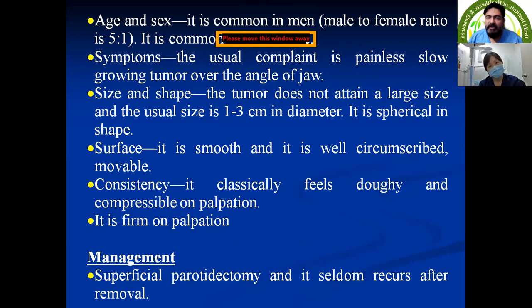Size and shape: the tumor does not attain a larger size and usually is 1 to 3 centimeters in diameter. It is spherical in shape. Surface: it is smooth and well circumscribed, movable. Consistency: it classically feels doughy and compressible on palpation, and sometimes it is doughy and firm on palpation. Management: superficial parotidectomy, and it seldom recurs after removal. Otherwise, it will not recur.